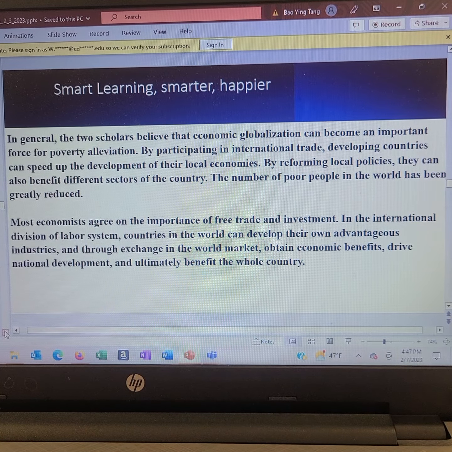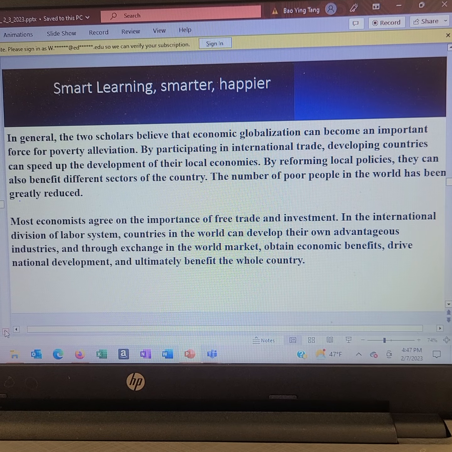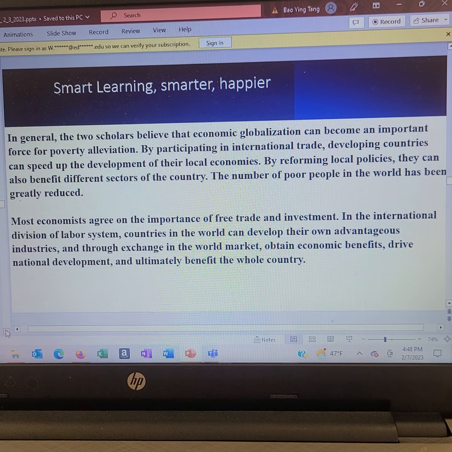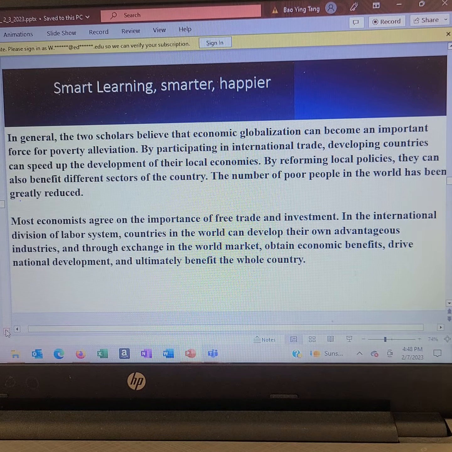In general, the two scholars believe that economic globalization can become an important force for poverty alleviation. By participating in international trade, developing countries can speed up the development of their local economies. By reforming local policies, they can also benefit different sectors of the country. The number of poor people in the world has been greatly reduced.